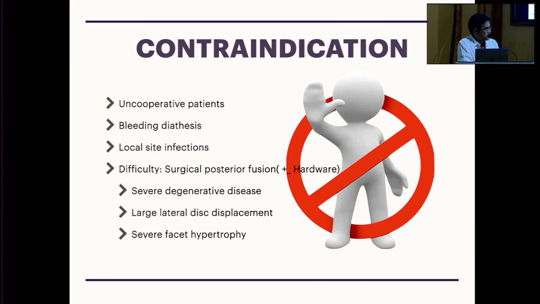Is there any contraindication? Yes, obviously an uncooperative patient. Sometimes it's difficult, and you might abandon the procedure if the patient is not cooperative, because normally you don't go for general anesthesia for such injections. Other contraindications are bleeding diathesis, coagulation abnormalities, and local site infections. There are also some relative contraindications. Sometimes it is technically difficult if the patient has severe degenerative disease, a large disc displacement, or facet hypertrophy, so needle steering might be difficult in those cases.